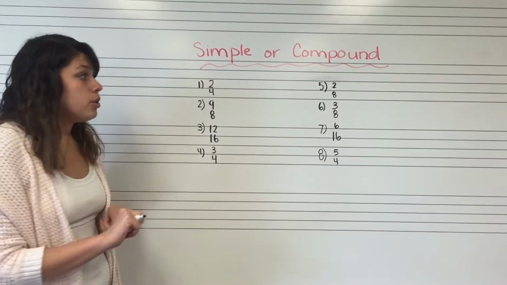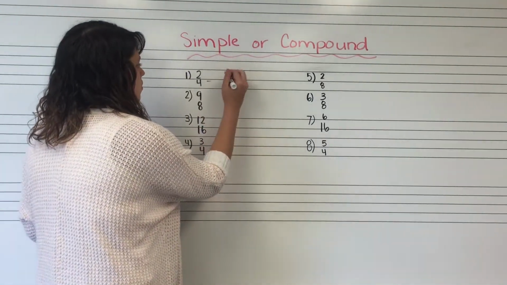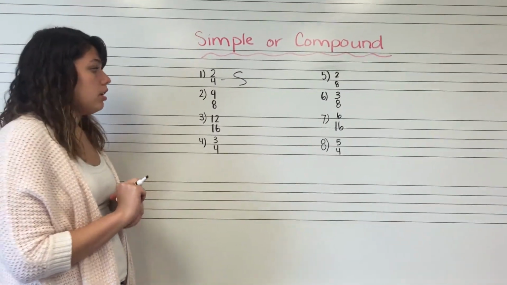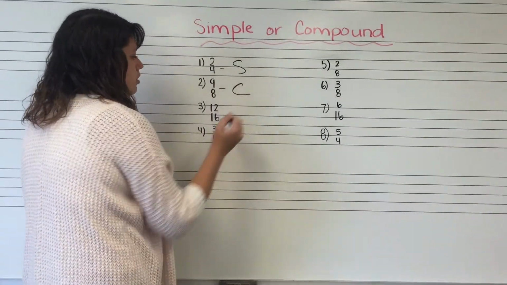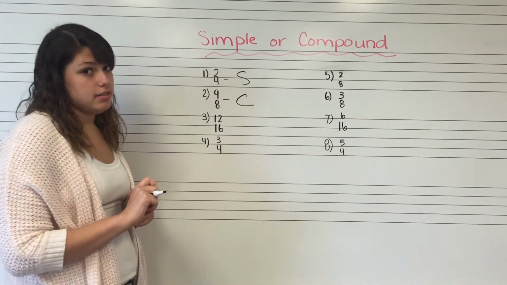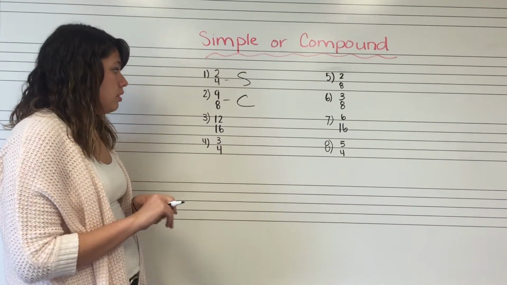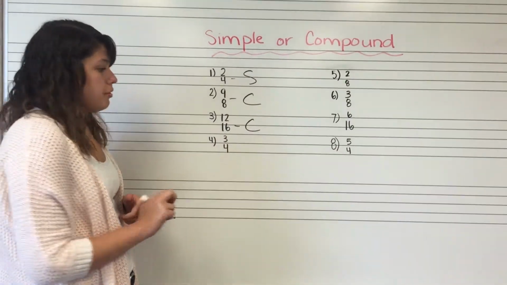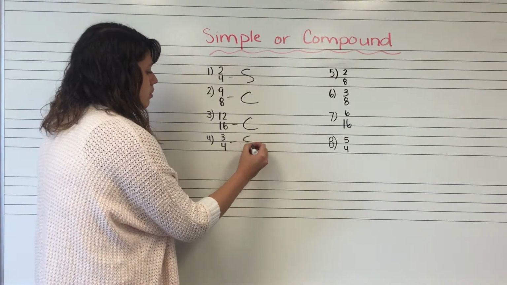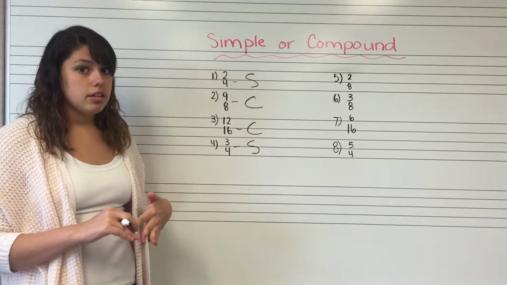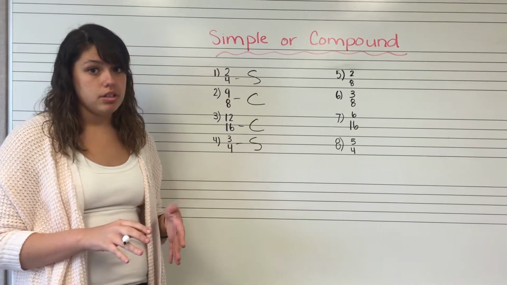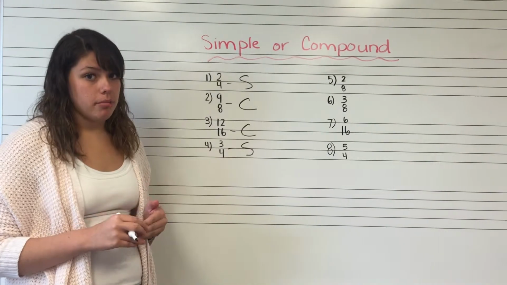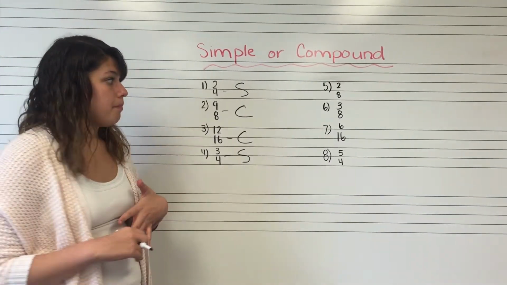For number 1, you should have gotten simple because it's not divisible by 3. Number 2, compound, because 9 is divisible by 3. Number 3 is also compound. Number 4 is simple. Remember, the definition of compound is divisible by 3 except for 3. So if 3 is your upper number, then it is going to be simple.